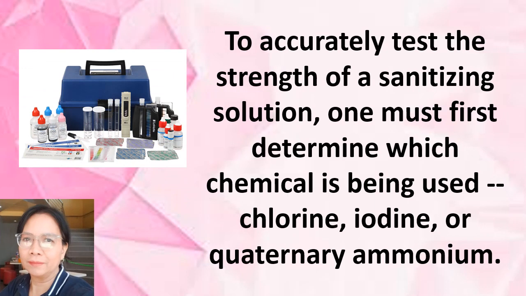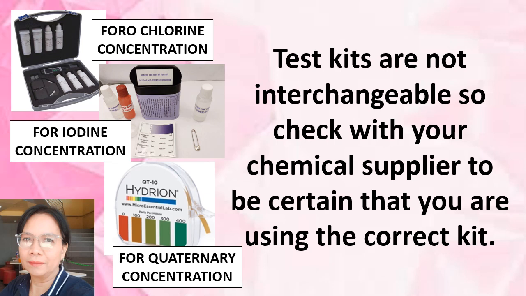To accurately test the strength of a sanitizing solution, one must first determine which chemical is being used. Is it chlorine, iodine, or quaternary ammonium? If you are going to use chlorine as sanitizer, you should use the testing kit for chlorine.